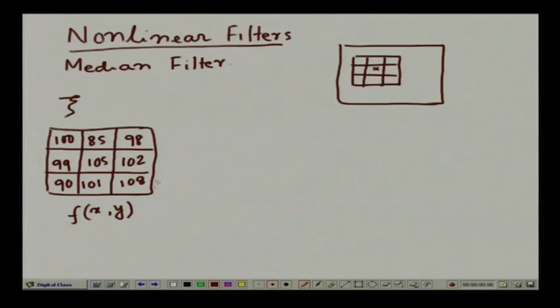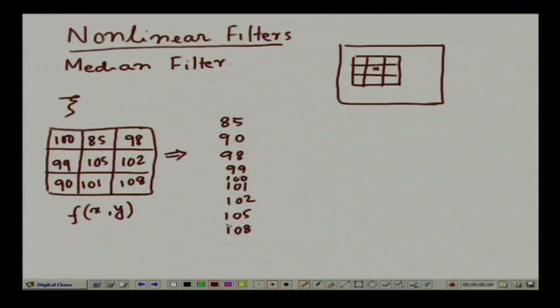Now, I take all these intensity values and put them in ascending order of magnitude. The minimum of these values is 85, the next value is 90, then 98, 99, 101, 102, 105 and 108. Sorry, there will be one more, there is one more value, 100. So, these are the 9 intensity values put in ascending order of magnitude.